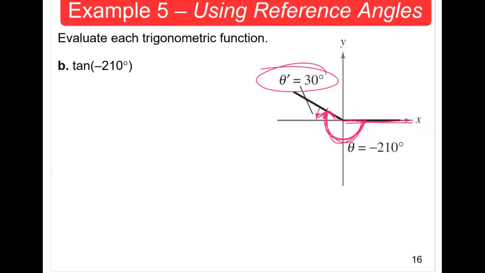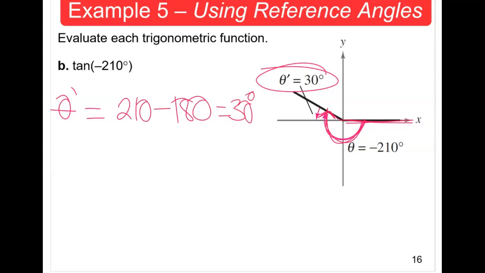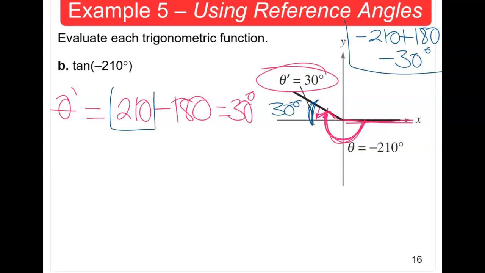Okay, so for theta prime, I will say 210 minus 180, and that will give me 30. Remember that we always want to have a positive angle for our reference angle. So this is 30 degrees. And that is why I didn't say negative 210 plus 180, because if I had done that, my answer would have been negative 30 degrees. And that's not okay for the purpose of a reference angle. Okay, so that's why I made the 210 positive.